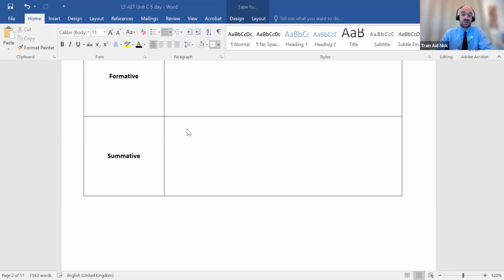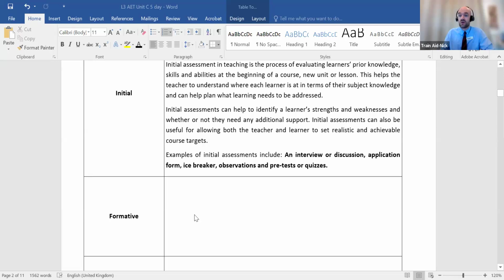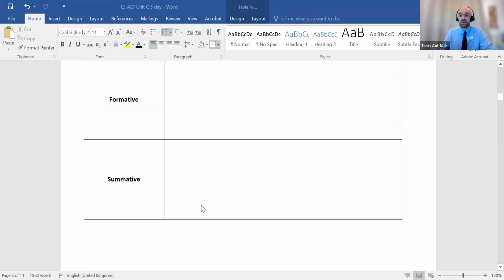But in essence, summative assessments are there to test whether or not learners have achieved the required skills and knowledge to perform their future role, as it were. So summative assessments, once again, we're looking for a paragraph of information, and we're looking for you to include some examples here. So once again, use the initial assessment detail as a bit of a benchmark in terms of the level of detail when you're writing for the formative and summative assessment explanations there.